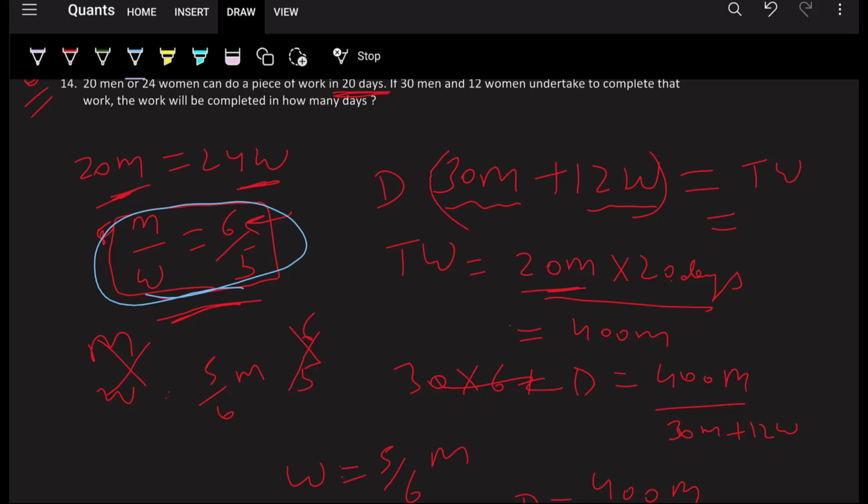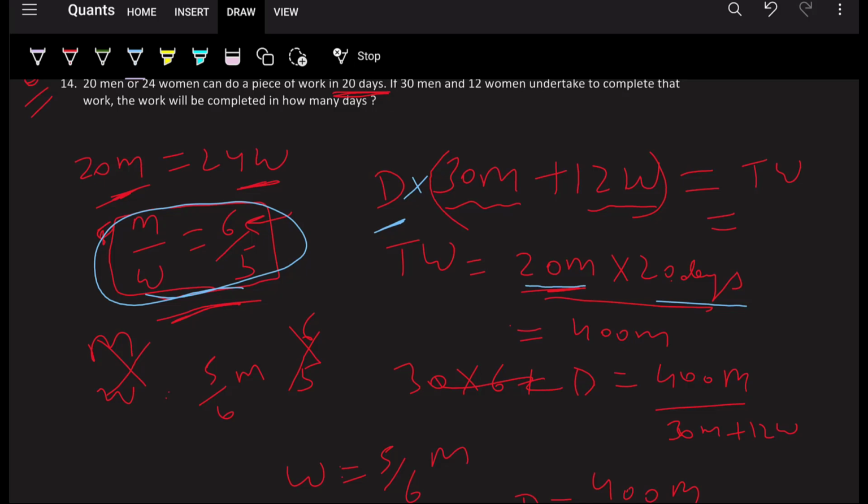Efficiency of 30 men will be 30m, and for 12 women it will be 12w. So I will add these two and multiply it by the number of days taken, which is equal to the total work. Now the calculation of total work: total work will be equal to 20m into 20 days, or 24w into 20 days. Why? Because it will be equal to the efficiency of 20 men into number of days. We know that total work is equal to efficiency into number of days. So from here we got total work is equal to 400m.